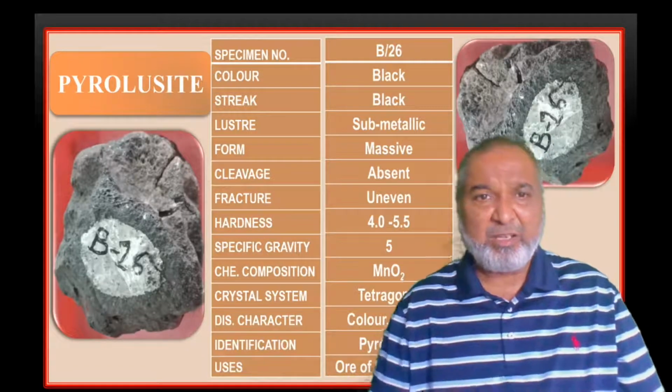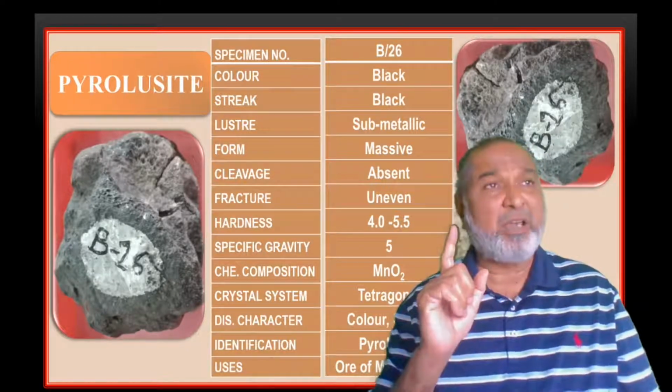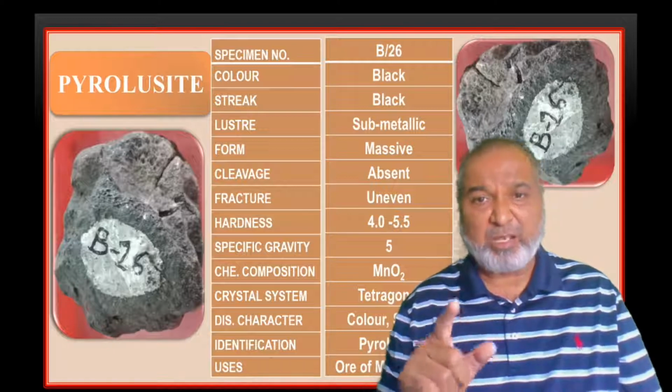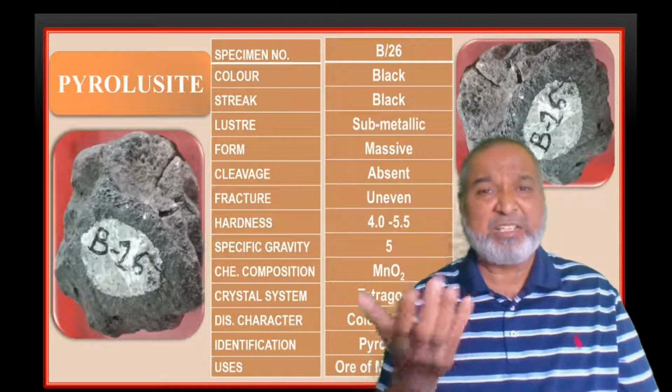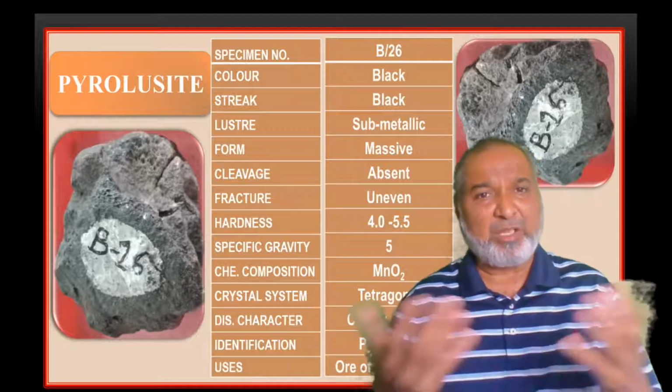So now here the chemical composition is MnO2, manganese oxide. The crystallographic system is tetragonal, and the important property is the color and the streak. Both are black.